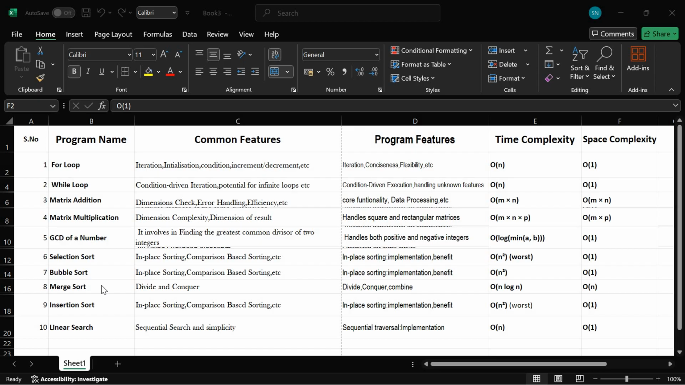Searching algorithms. Linear search searches for an element by sequentially checking each element in the list. Time complexity is big O of n. Space complexity is big O of 1.